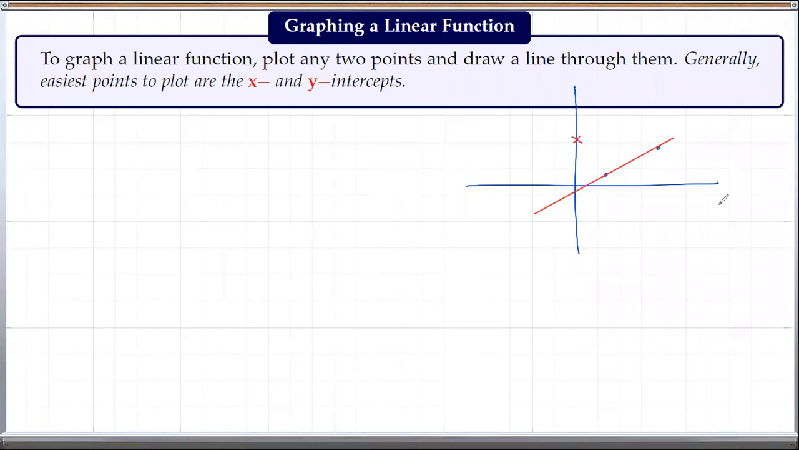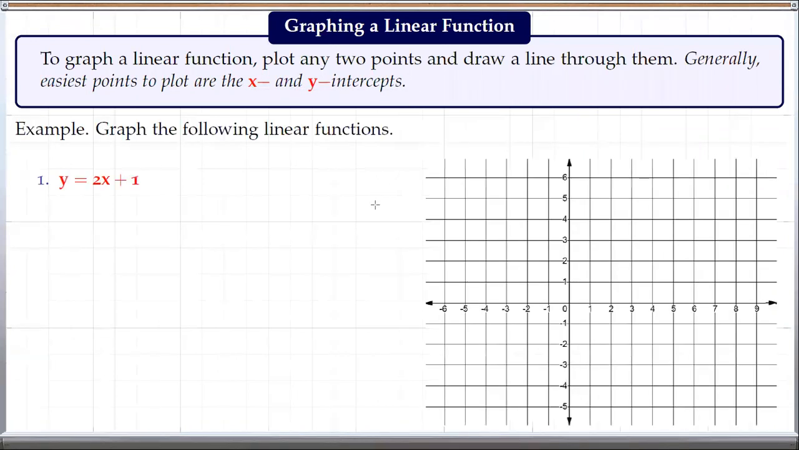So if another line has x and y intercepts like that, then the graph of that one will go through those 2 points. Any 2 points are fine, but it's easiest to find x and y intercepts. So let's look at some examples.